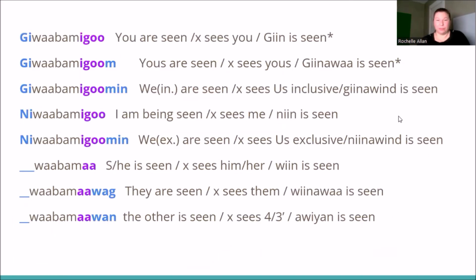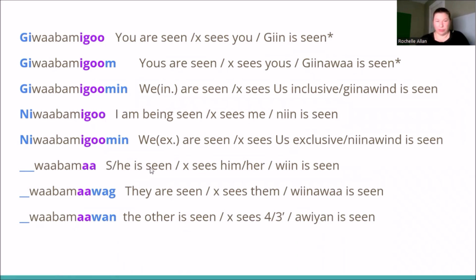So here is the full chart for Wapam. Gil Wapam IGU, you are seen, X sees you, however you want to translate that. Gil Wapam Megum, yous are seen. Gil Wapam Megumin, we, including you, are seen, or X sees us. Nil Wapam Megu, I am seen. Nil Wapam Megumin, we, but not you, are seen.